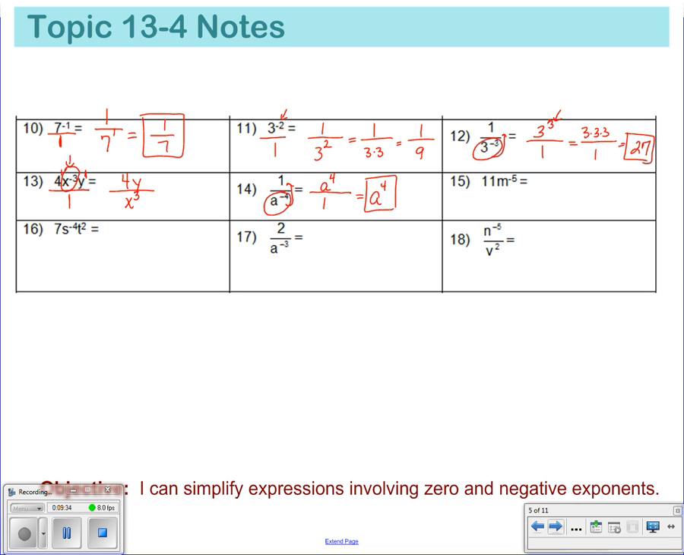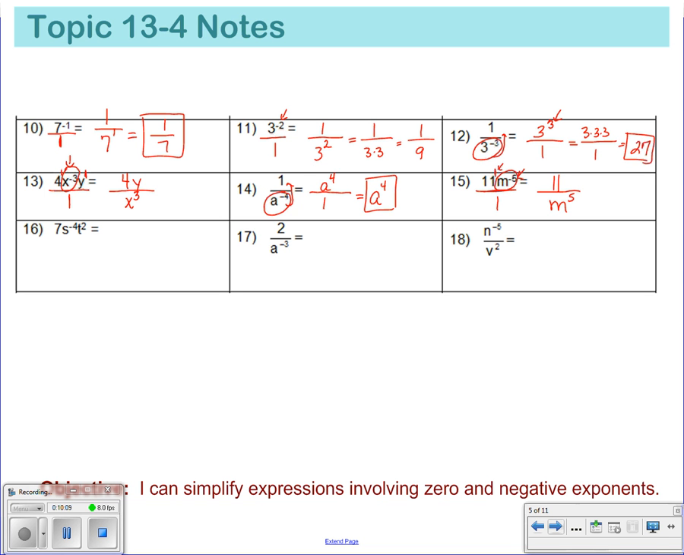Let's look at number 15. I have 11 times m to the negative 5. 11 doesn't have an exponent, so I'm going to put a 1. So that helps me see that m is the only thing that is being raised to my negative exponent of negative 5. So I'll put my line and put a 1 there. I don't need to write equal again. So now the 11 doesn't have a negative exponent, it has a positive 1. It stays on top. But the m is raised to negative 5, so it moves to the bottom and the 5 becomes positive. My final answer is y divided by m to the 5th.